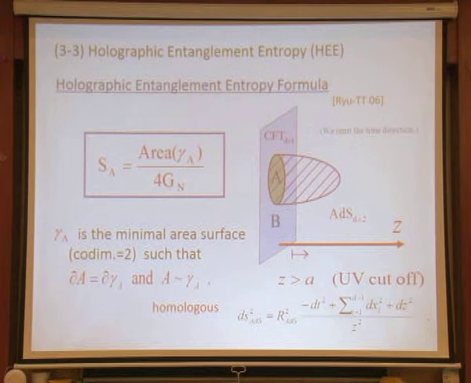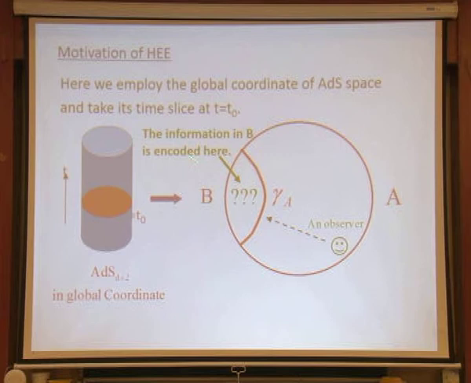Okay, so one motivation for this formula is very intuitive. This is not a proof, just intuitive. For example, this is global AdS, and its cross section is just this disk, and this is the boundary of AdS, and this is the bulk radial coordinate. If an observer is sitting here in region A, and assuming that the observer cannot see this region B, then the prescription in the boundary is that we just trace out this region.